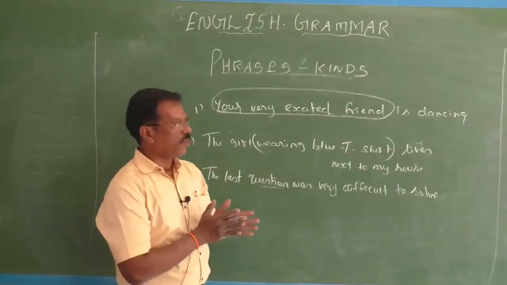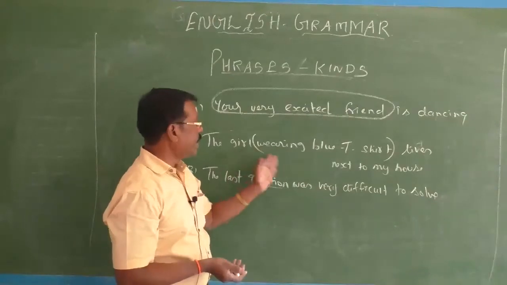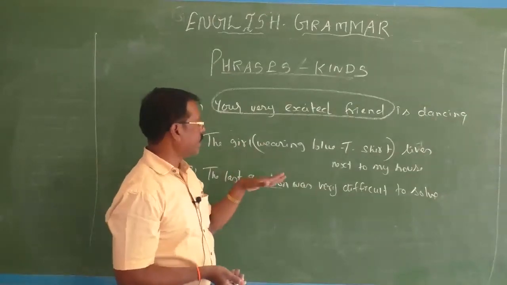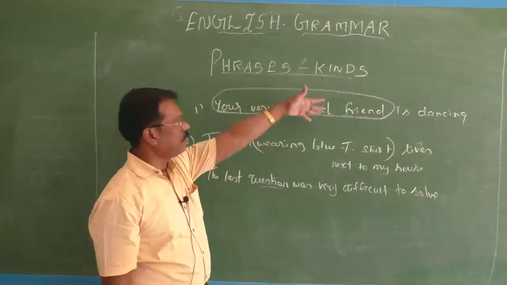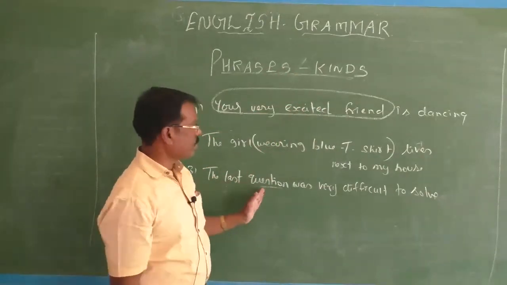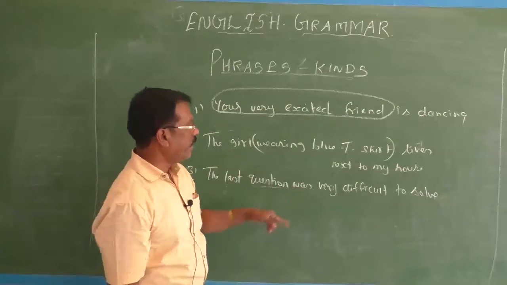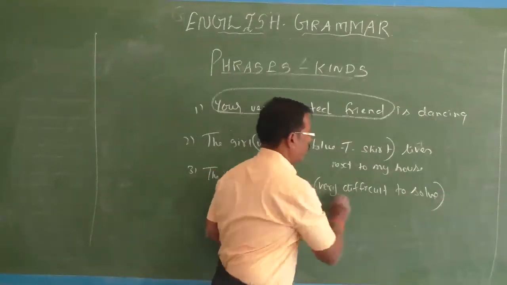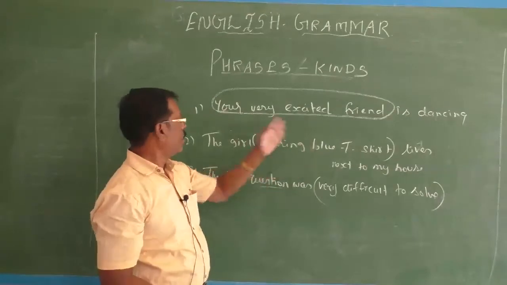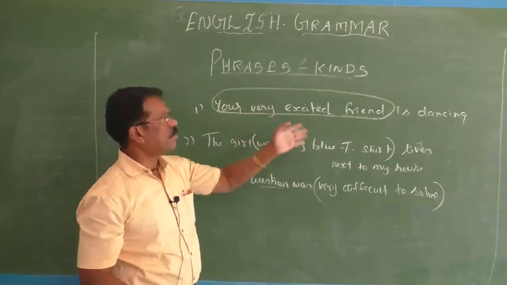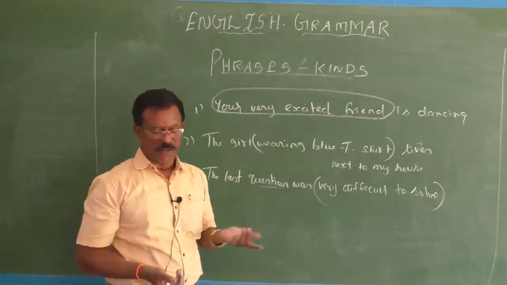Okay. Therefore they are adjective phrases. This adjective phrase comes in the beginning. The girl, who was that girl wearing blue t-shirt? Your very excited friend, what's he doing is dancing. The last question, this question was defined very difficult to solve. So it comes at the end of a sentence to describe the noun question. It comes to describe the noun girl. It comes describing the noun friend.